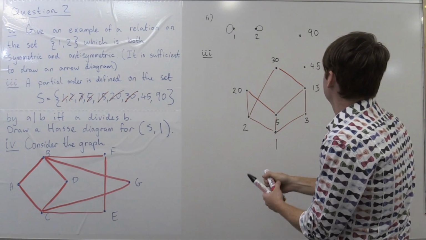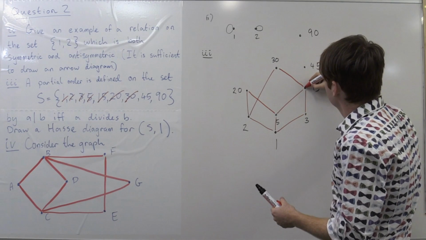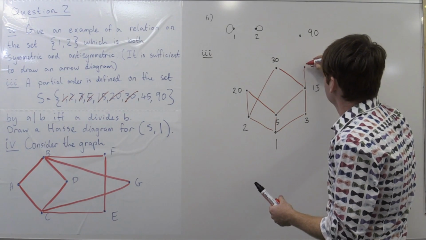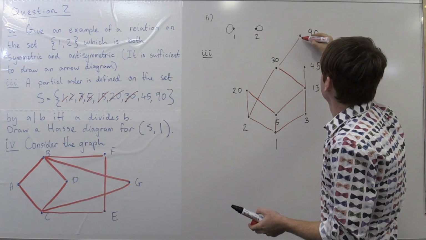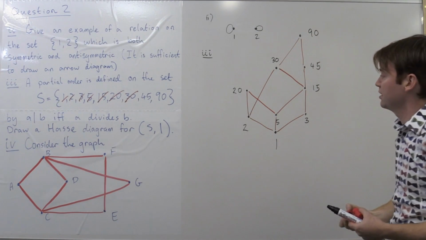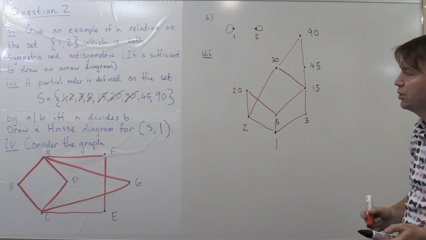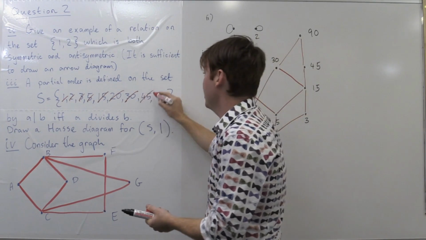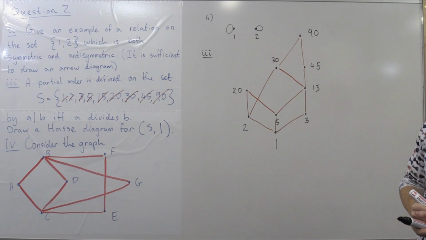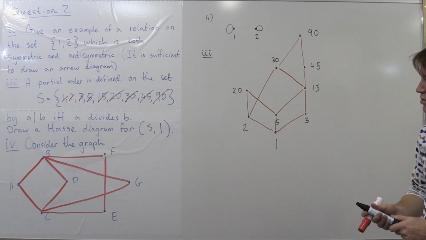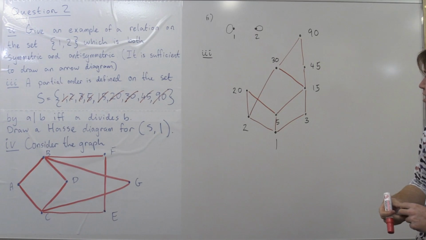Because 45 is 3 times 15, but those two aren't related, and those two are related. So, there you have it, and I'll just tick those off. I like ticking them off so you make sure you don't miss anything. That's all there is to the question. Just draw a nice diagram.